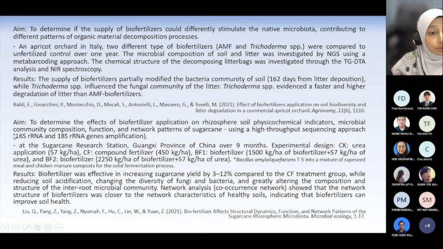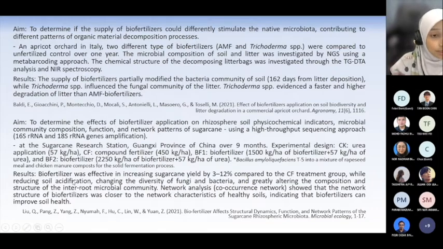So the other one, to determine the effects of biofertilizer application on rhizosphere soil physicochemical indicators, microbial community composition, function and network patterns using, of course, NGS as well, 16S and 18S gene amplification in order to look at the diversity of bacteria and fungus, okay? I'm sort of running out of time. So these are the settings. I will quickly go to the results.